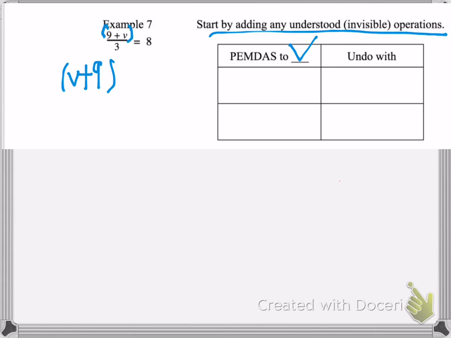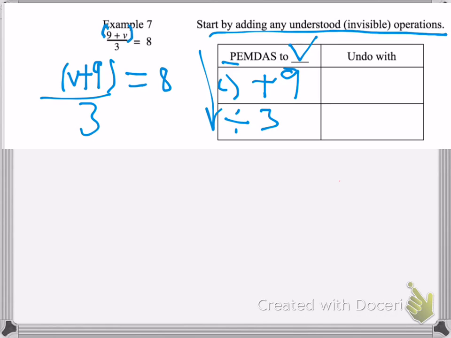So v plus 9 divided by 3 equals 8. Now it's easier to see that we'll deal with this parenthesis first. So we'll do v plus 9, that'll be the first operation, and then we'll divide by 3. So we can undo that with times 3, and we can undo the plus 9 with minus 9.